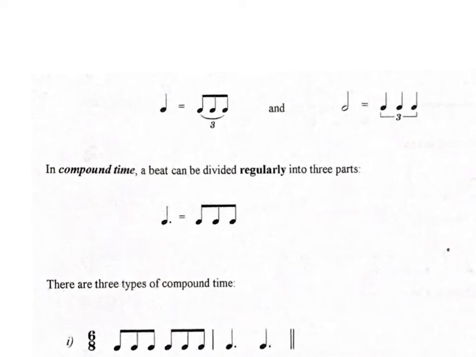On your first page, it says something really cool. It says, in compound time, a beat can be divided regularly into 3 parts. And I just wanted to remind you that in simple time, a beat can also be divided into 3, but it is an irregular thing using a triplet. Right? And that can happen to any note that is normally happily divided into 2. That normally is like 2 semiquavers, for example. You can make it 3 by adding a triplet sign.